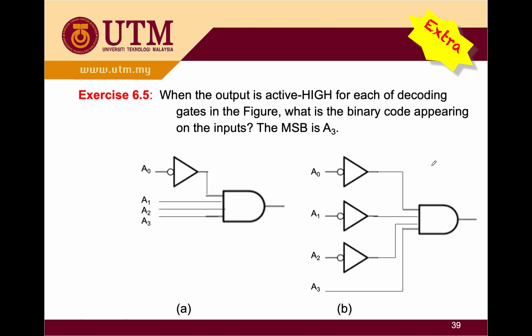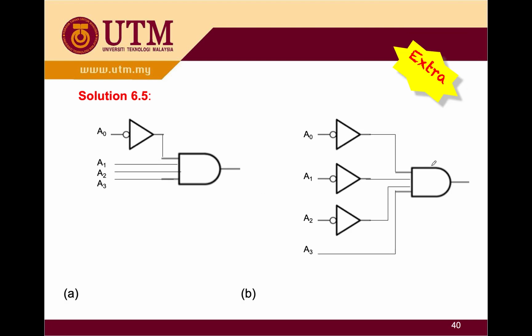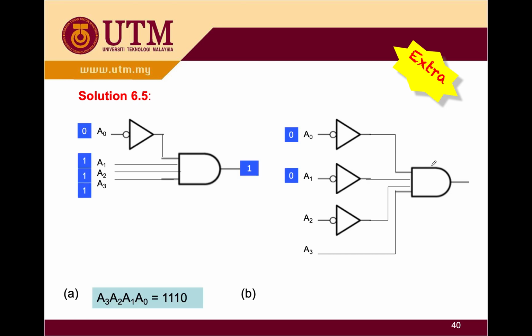Another example is when the output is active high for each of the decoding gates. In the picture, what binary code appears on the inputs? The MSB is A3. There is a solution, you might try it first, and then I'll show you the answer.